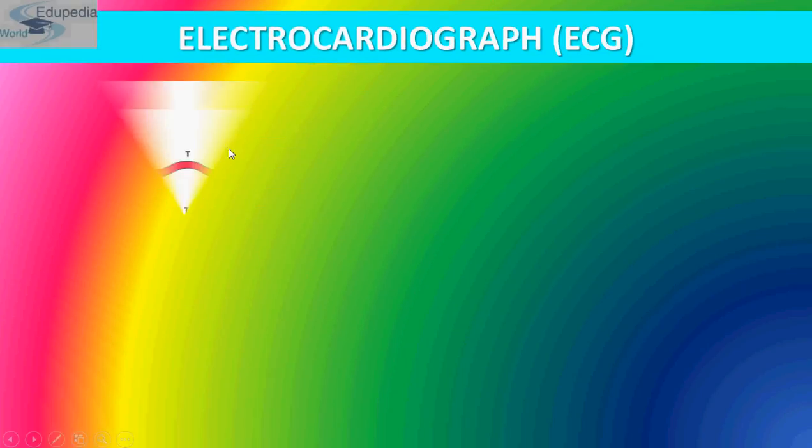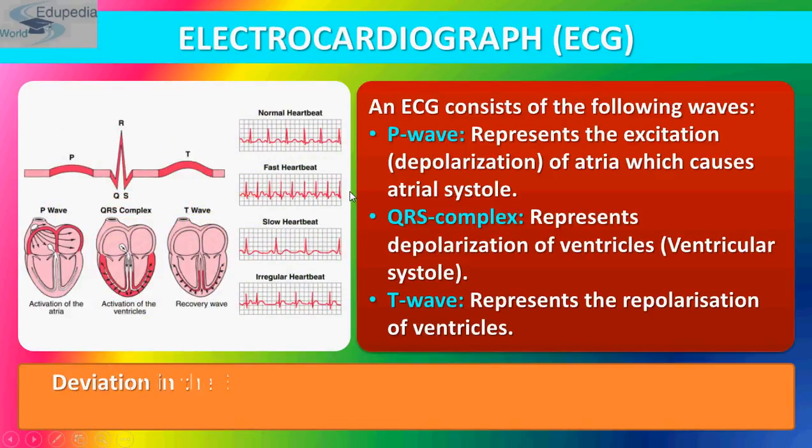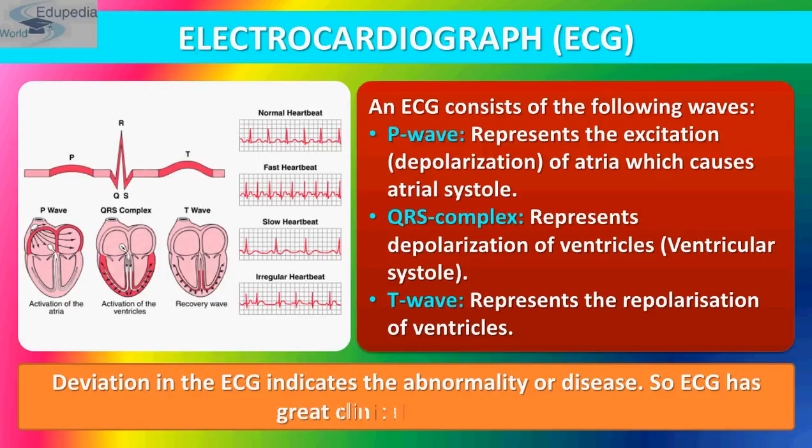Now comes the pattern of ECG. A normal ECG is a series of ridges and furrows, as you can see. It consists of different types of waves. This is your P, Q, R, S and T. So it is divided into 3 parts. First is your P, then second is your QRS, and third is your T. So there are 3 different types of waves: P wave, QRS complex and T wave.